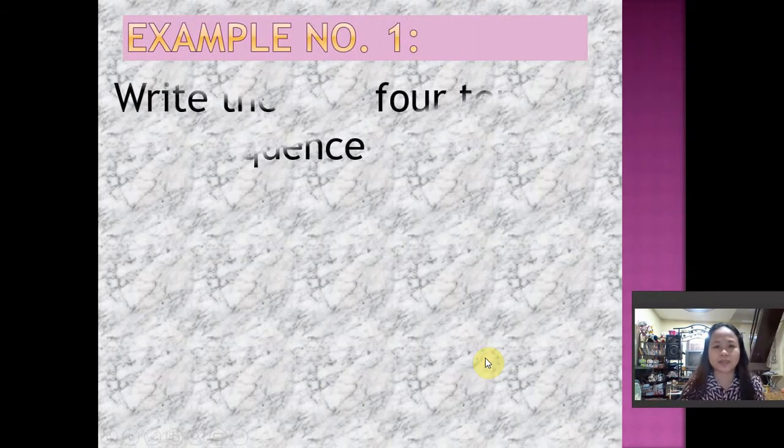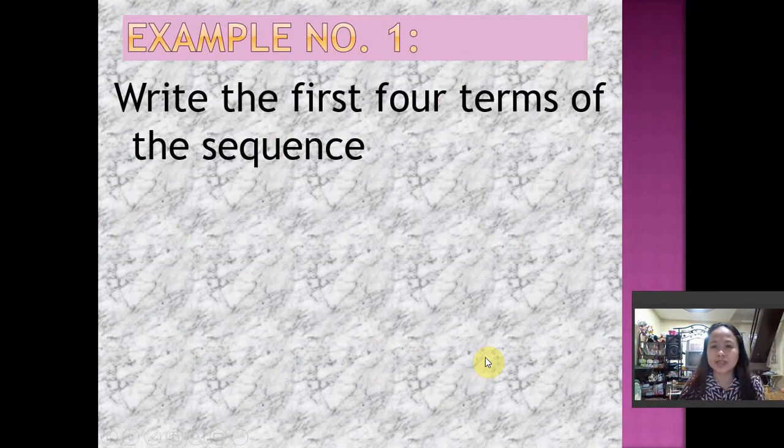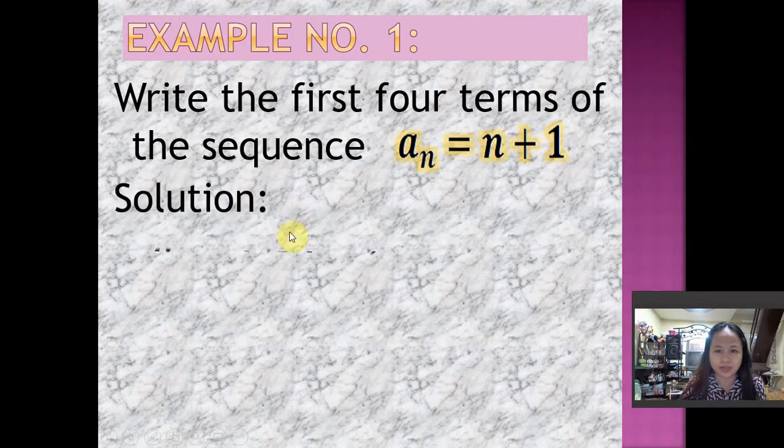Example number 1. Write the first 4 terms of the sequence with this general term. a sub n is equal to n plus 1. So we are given the general term, or the rule, or the nth term, and we are asked to find out the first 4 terms. How to solve it? We have a solution.